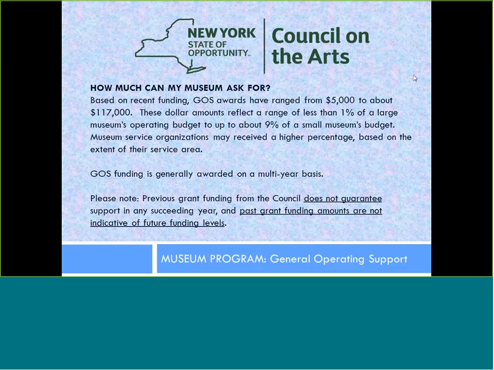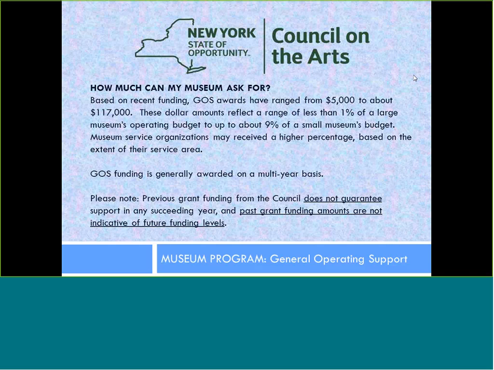Of course, everyone wants to know how much they can ask for when they submit a general operating support request. And this is always a tough thing to answer. The museum program has around $3.5 million to distribute throughout the state through all of its categories. That may seem like a lot of money, but it really isn't, because there are so many museums in New York State that are eligible to apply, and we're happy to have them apply. Based on recent funding, the awards for general operating support in the museum program have ranged from $5,000 to about $117,000 as the highest award.